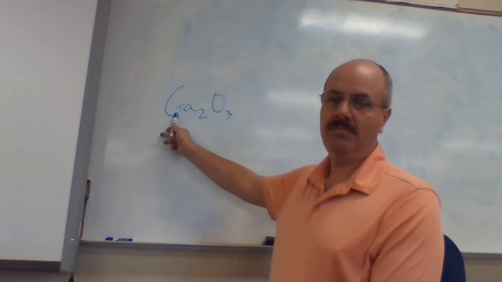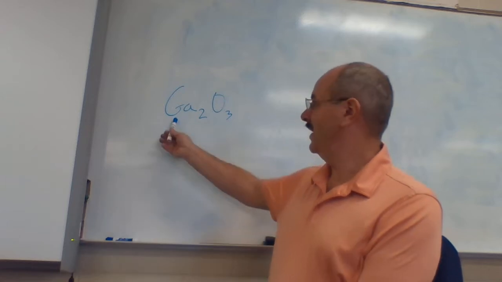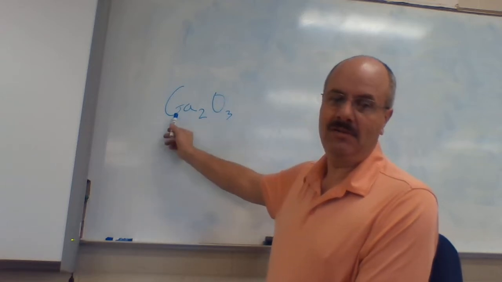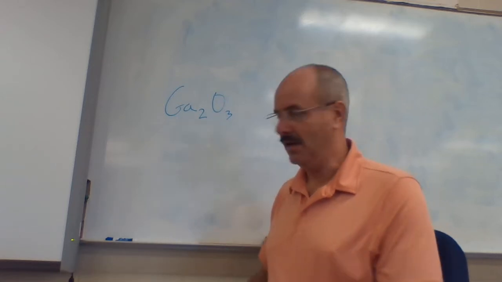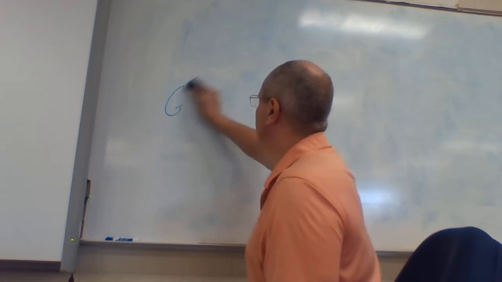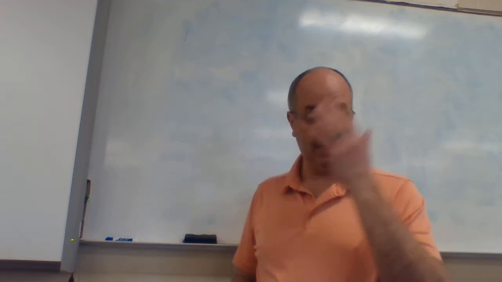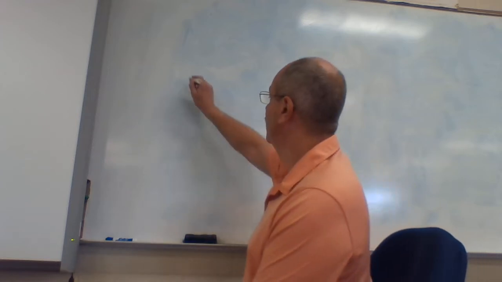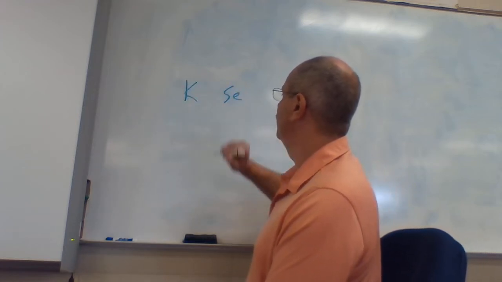Well, this is gallium. This is oxygen. So we have gallium, and then the oxygen becomes oxide. So it's gallium oxide is the name. All right. Next one, we'll go down in the squares. So the next one we have K and Se.